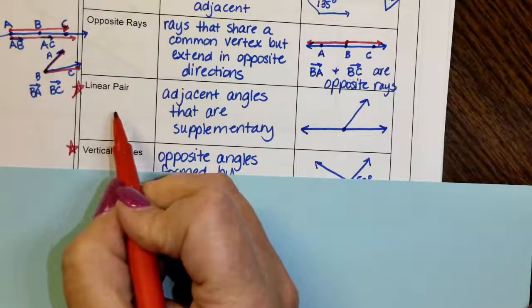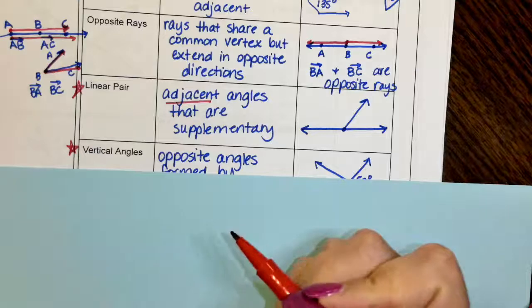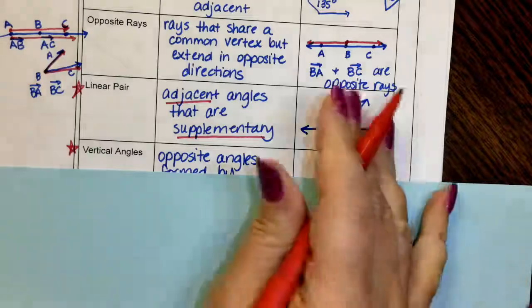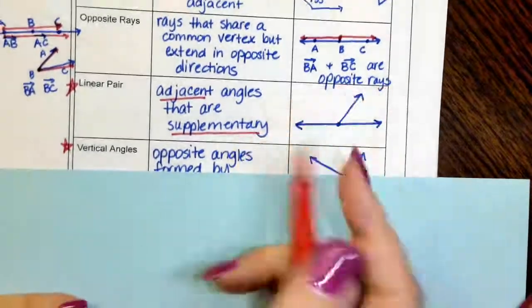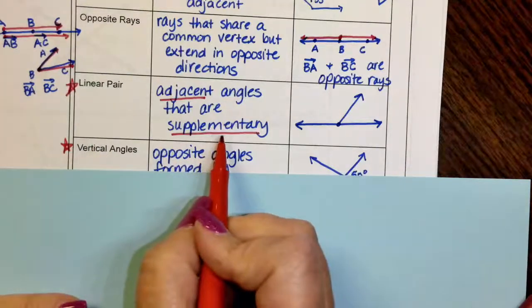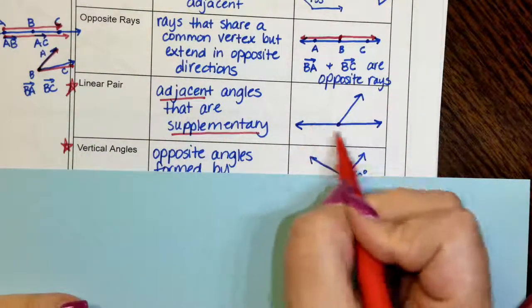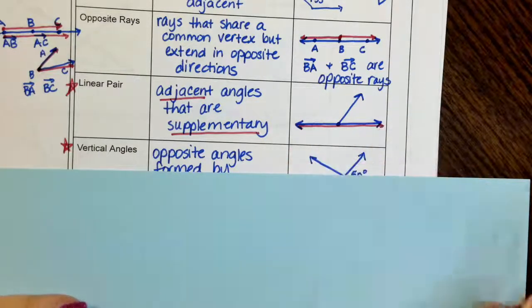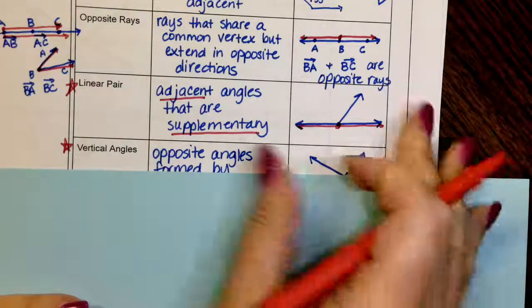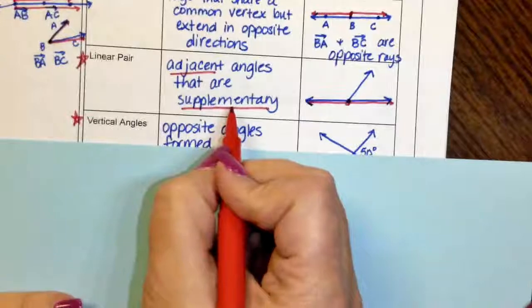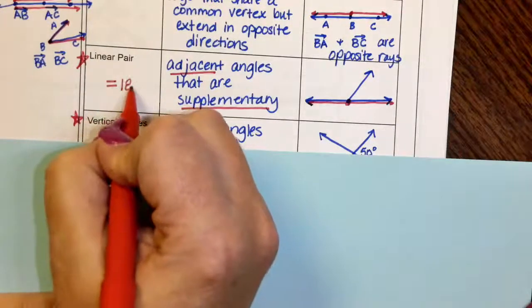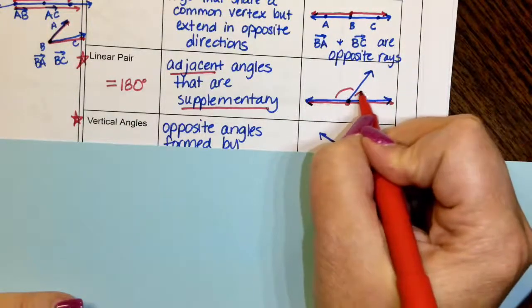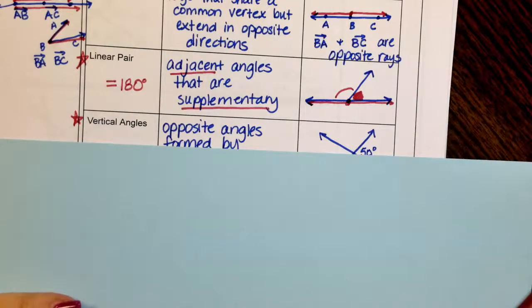So a linear pair are adjacent angles, which means they have to touch, they have to be side by side, and they are supplementary. Remember, to be supplementary, all you had to do was add to 180, but to be a linear pair, you have to be both supplementary and adjacent. So linear pairs will always look something like this. Notice that their non-shared sides form opposite rays, and they're supplementary, which means they are always going to add up to 180 degrees. Notice we have this angle here and this angle here. They are going to add up to 180 degrees.